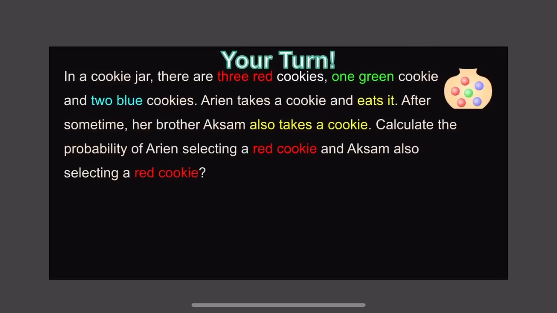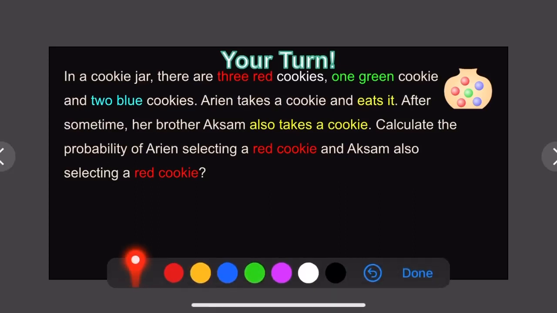It's your turn. In a cookie jar, there are 3 red cookies, 1 green cookie and 2 blue cookies. Areen takes a cookie and eats it. After some time, her brother Aksam also takes a cookie. Calculate the probability of Areen selecting a red cookie and Aksam also selecting a red cookie. So for both events, we need to have a red cookie. The difference here is the first one is taken by Areen and she eats it, and the second one is taken by Aksam. Okay, so both the probabilities will be different.